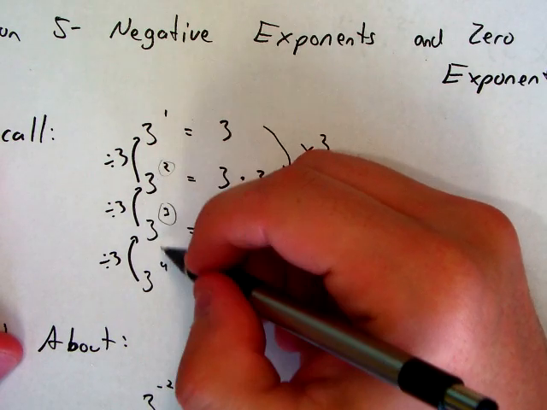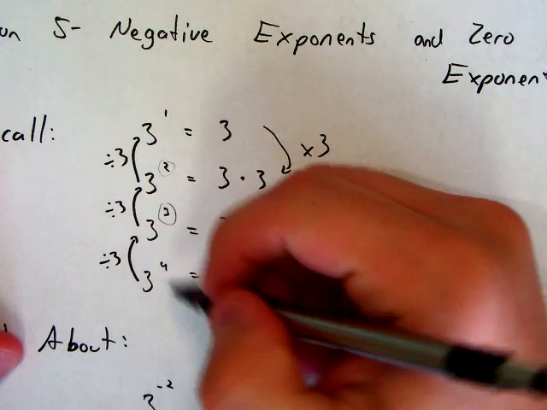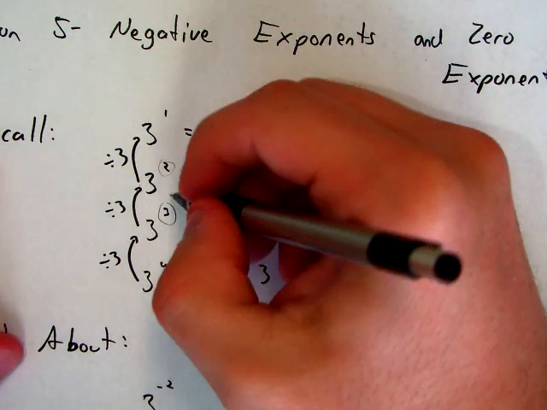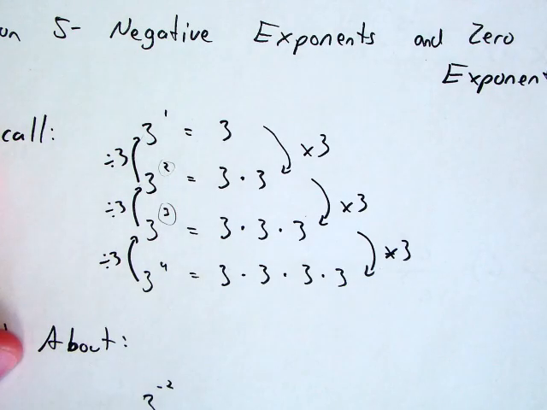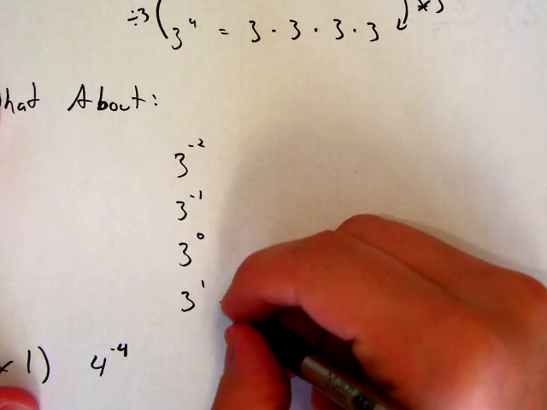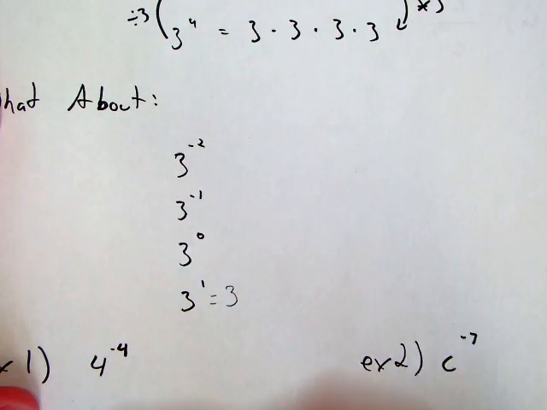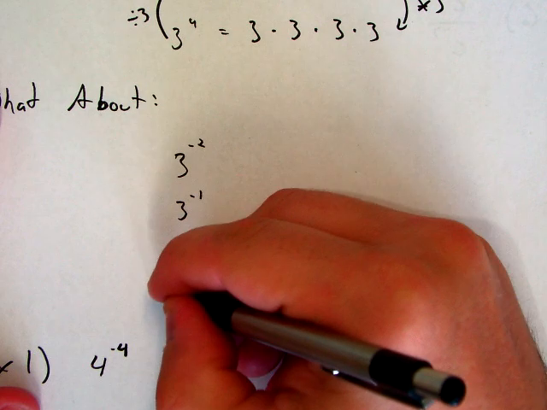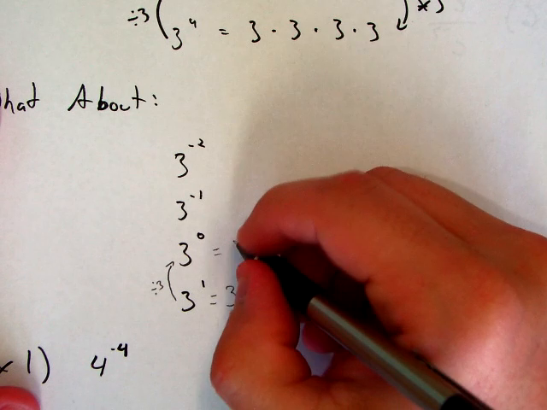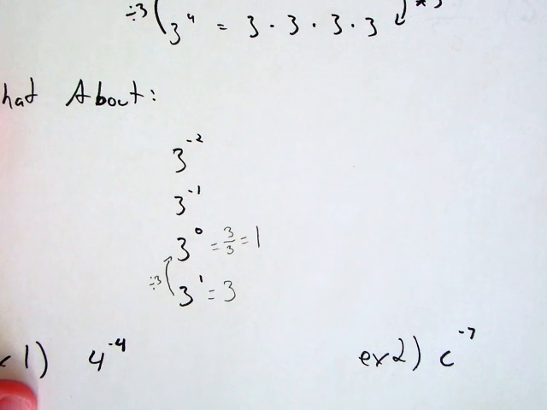As we went in the opposite direction, as I decreased my exponent from 4 to 3, I divided by a base. Same thing from 3 to 2, I divided by the same base. From 2 to 1, divided by one more base. What about if I continue to do that? So, 3 to the first is 3. As I decrease the exponent, I divide by a base. So 3 to the 0 would be 3 divided by 3, which is 1.